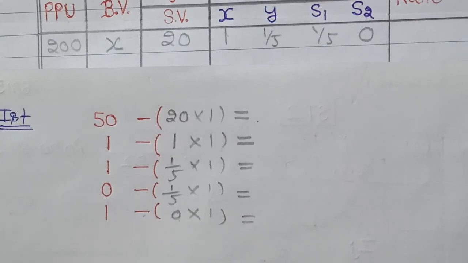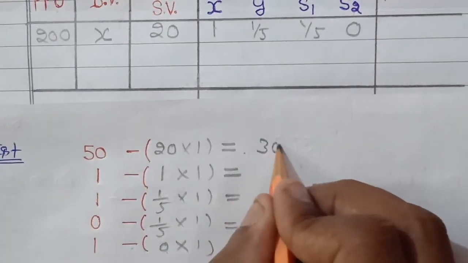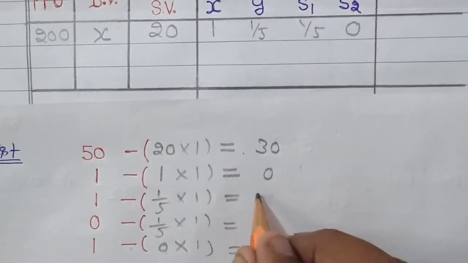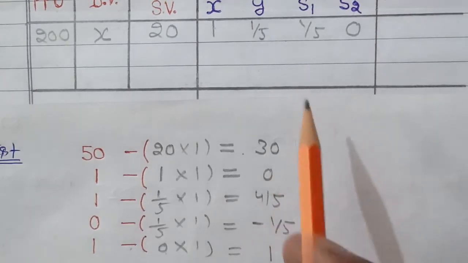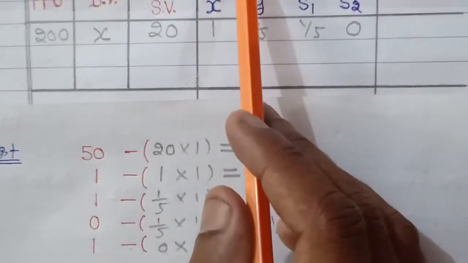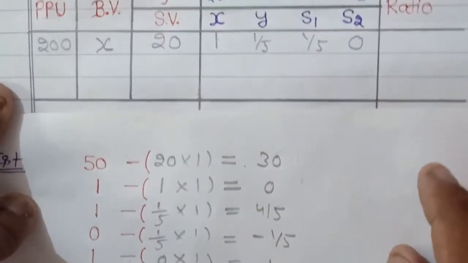So if you will solve these values or these equations, we will be having the values of the elements for simplex table 2 for row number 2. The values are now 30, 0, 4 by 5, minus 1 by 5, and 1. Now we will write these values of the column again back into the row in the simplex table 2. So let us write these values in the simplex table 2.